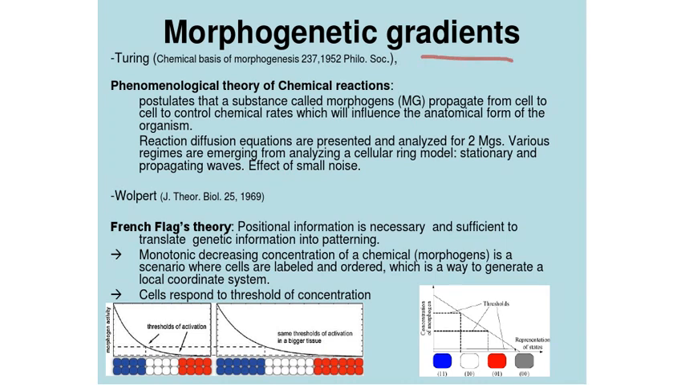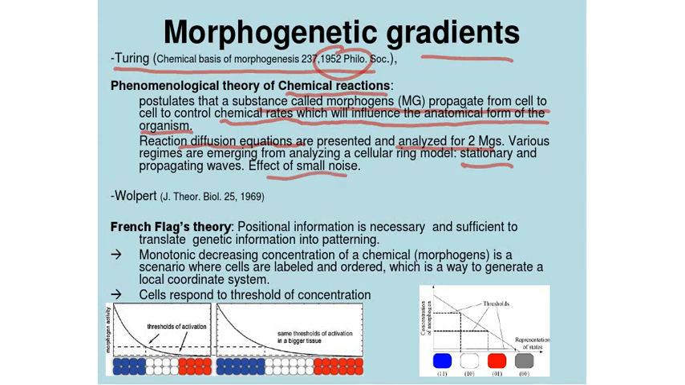So morphogenetic gradients, probably the main ideas are coming from Turing more than 70 years ago. The phenomenological theory of chemical reaction postulates that a substance called morphogens propagates from cells to control chemical rates, which will influence the anatomical form of the organism, which is basically the idea of specialization. And this is formulated in reaction-diffusion. And here we will present the case of two morphogen gradients in various regimes, and we'll analyze the steady state and the effect of small noise.